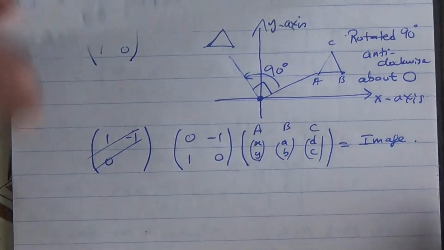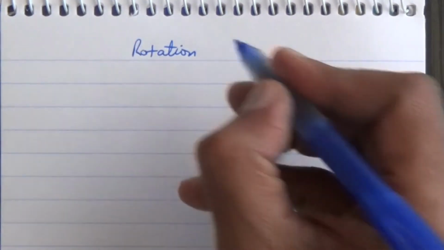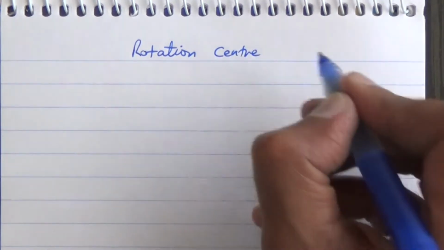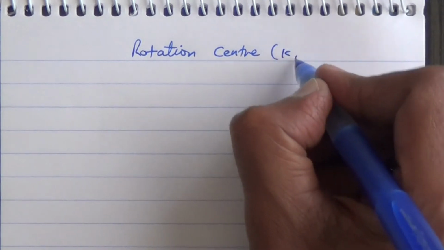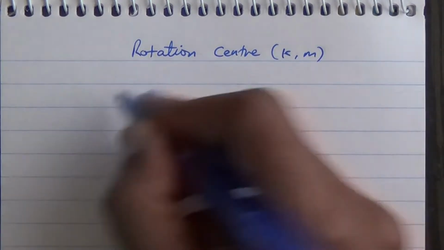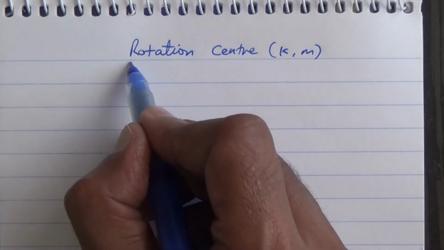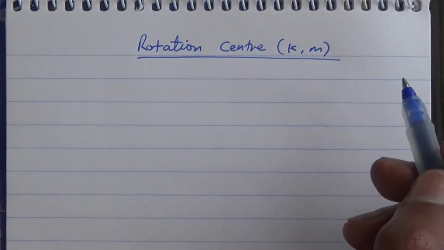Now, the other thing that's very important as well is you will come across a situation where you can get, let's say, a rotation, but the center is not the origin. The center is, let's say, K and then M. How are you going to do a rotation like this? Let me give you an example.